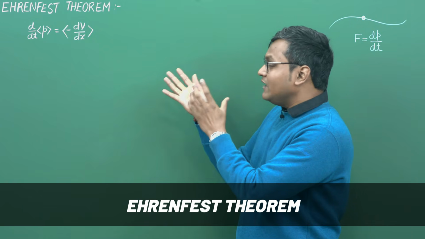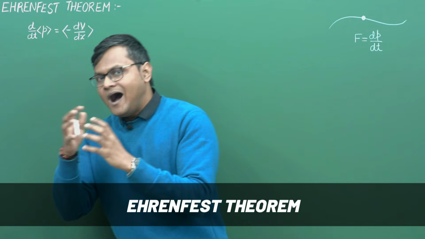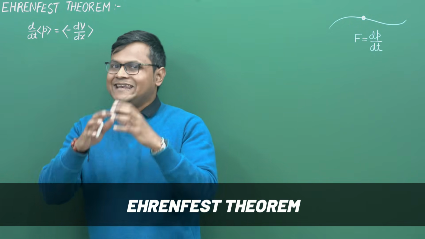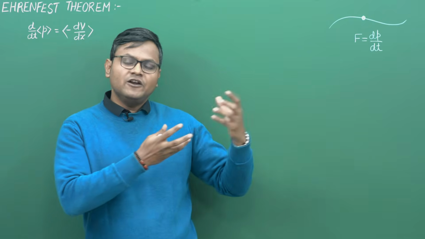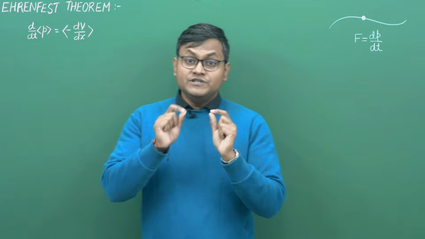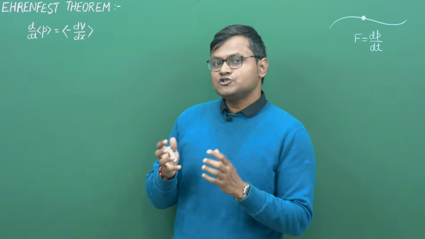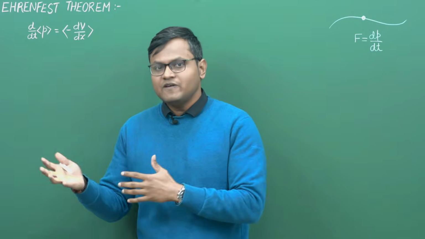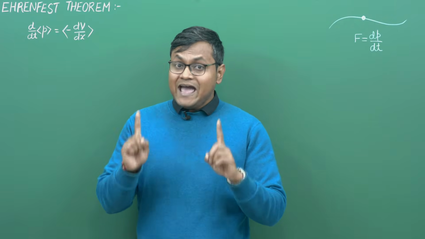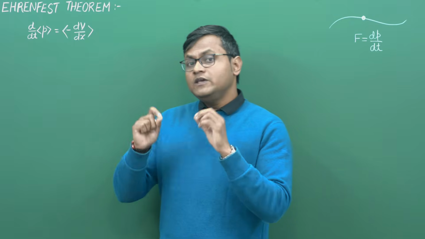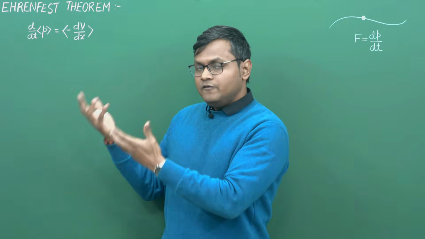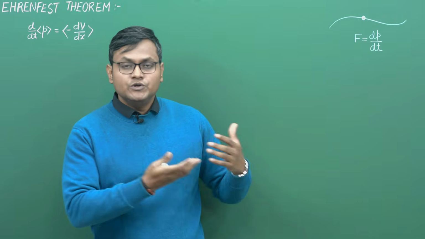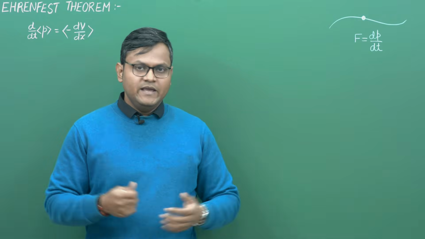The Ehrenfest Theorem gives us an idea about how we can find an analogy between the quantum mechanical theory and that of Newton's laws. So today I am going to derive the Ehrenfest Theorem based on our understanding of the expectation values of position and momentum. And more importantly, I'm going to give you an idea about those conditions under which the Ehrenfest Theorem gives us the Newton's second law. So let's begin.